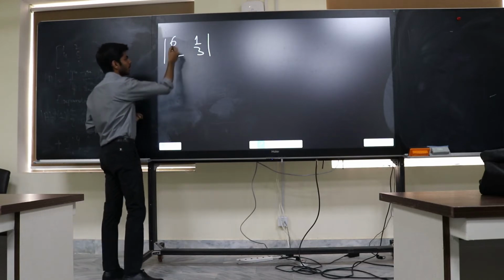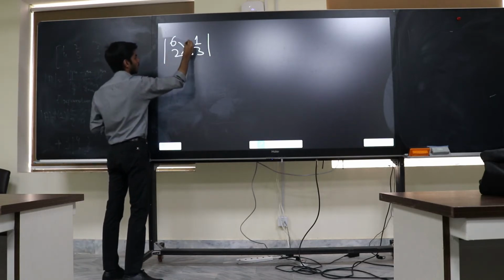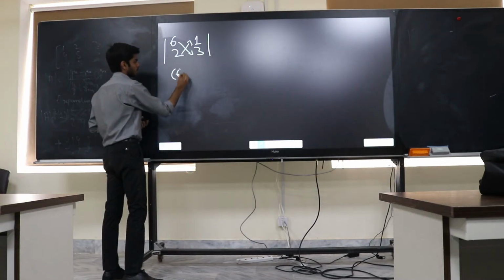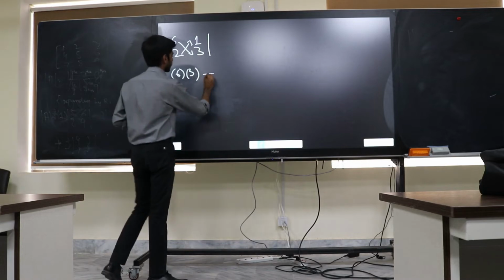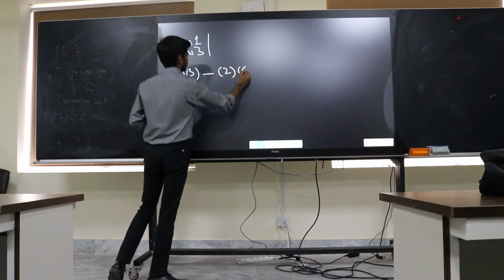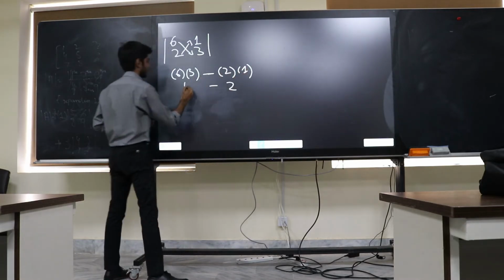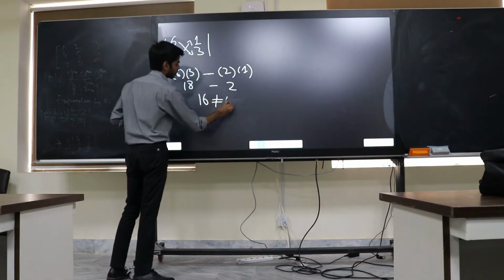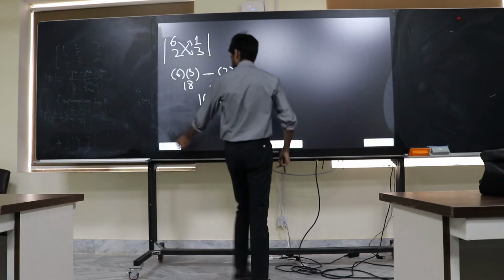So we can simply multiply 6 by 3 and 2 by 1, and put a minus sign between them. So 6 times 3 minus 2 times 1, that is 18 minus 2. So we have 16, which is not equal to 0. So this is a non-singular matrix.